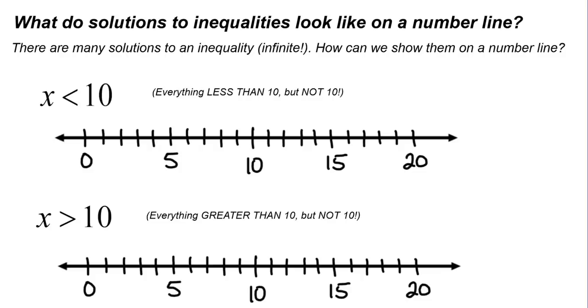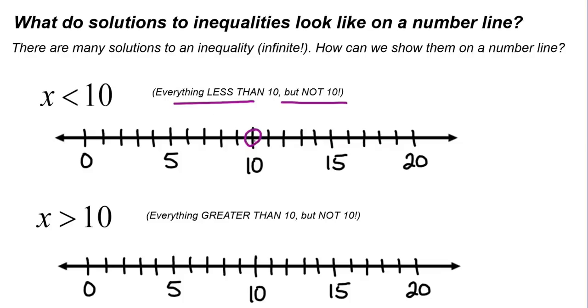So what we can do here is show that we have everything that is less than 10, but not 10. So if x is less than 10, 10 is not a solution. 10 does not make this inequality true, but anything ever so slightly less than 10, like 9.999999, would make it true. So how do we show that on a number line? Well, we go to 10 on our number line, and since 10 is not a solution, I'm going to put an open circle on 10, and I want everything less than 10 but not 10.